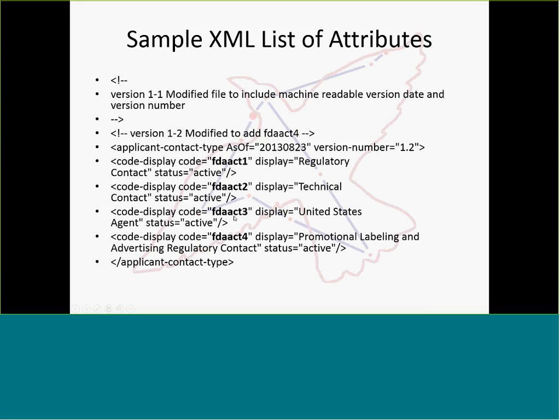And what is interesting about this is how difficult it would be to add another contact type, say a CMC specialist. Instead of changing the fundamental structure of the Module 1, they would just release an update to the list with, say, FDA ACT 5, and display equals CMC and status active. You have another option without having to change the DTD at all.